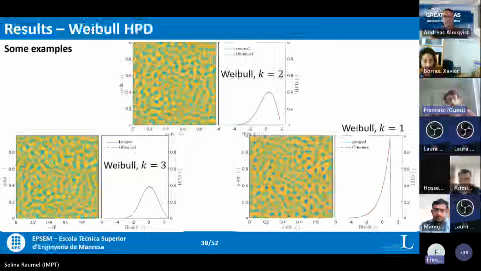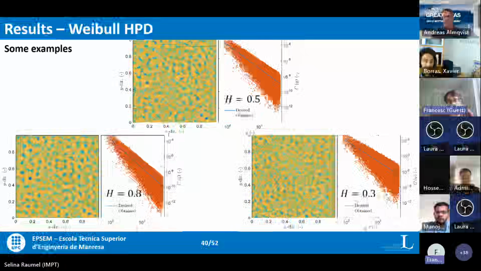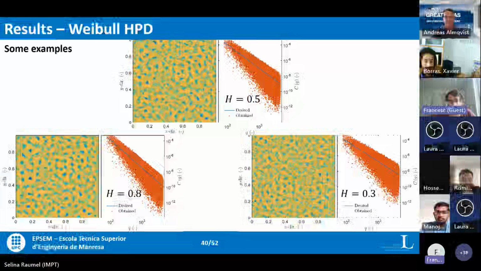And then we can also do the same with the power spectral density. So as we go down in Hurst exponent, we see that the amount of detail that we see is greater and greater. So at 0.8, things are more or less smooth. At 0.3, you have this high level of detail.